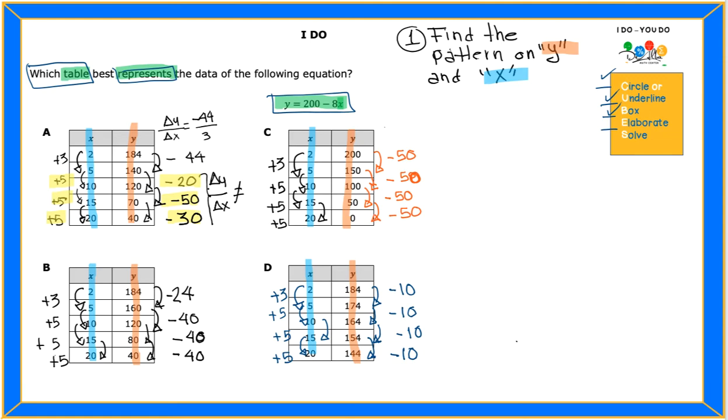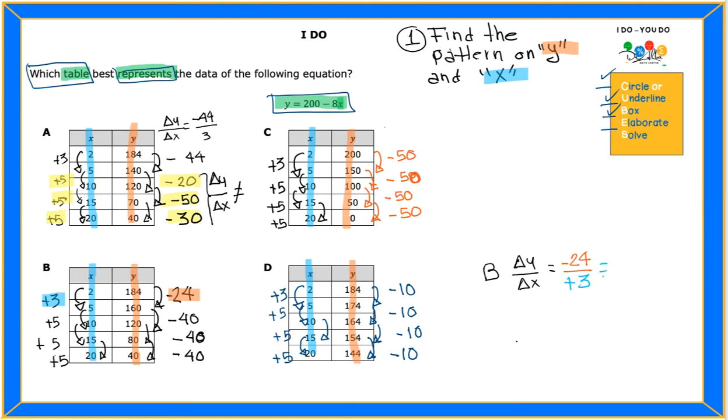Now let's check on B. Okay, for letter B, I'm gonna make some notes on the side. So I'm gonna write that right here. For B, I see that on the first values from the table, I have a difference on y over the difference on the x-axis. So I'm gonna check what is the first difference. The first difference is negative 24 over the first difference on the x-axis, which is positive 3 over positive 3.